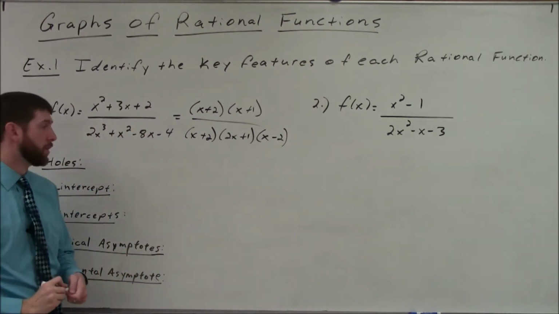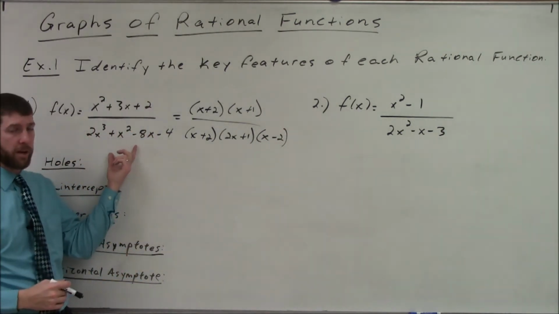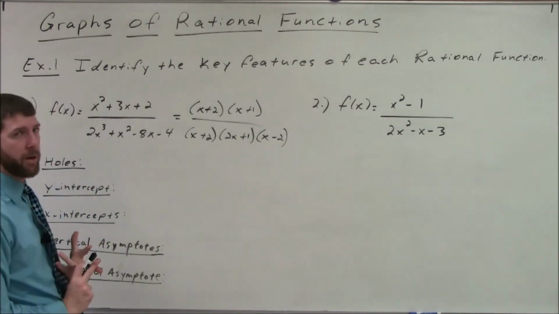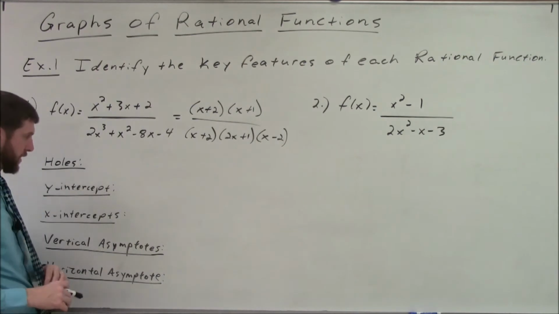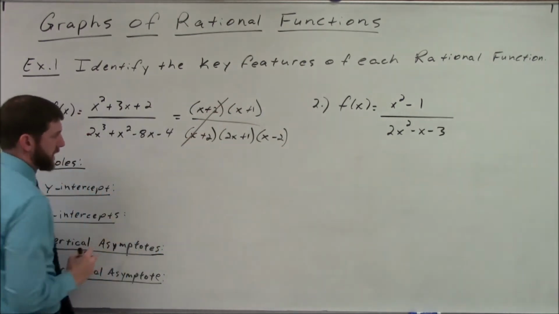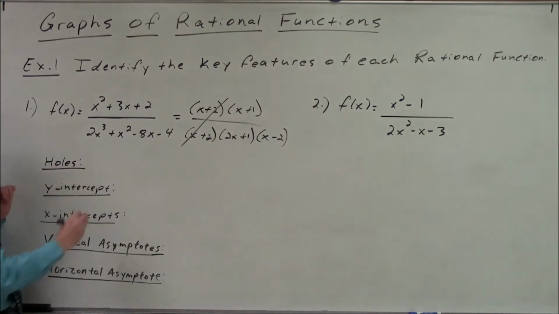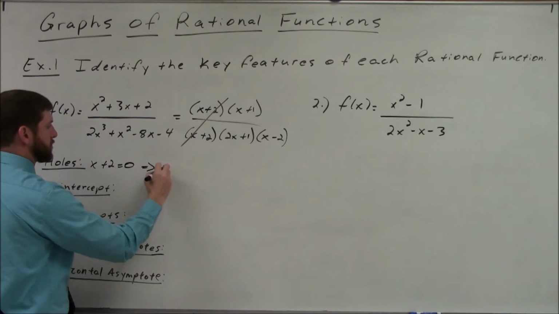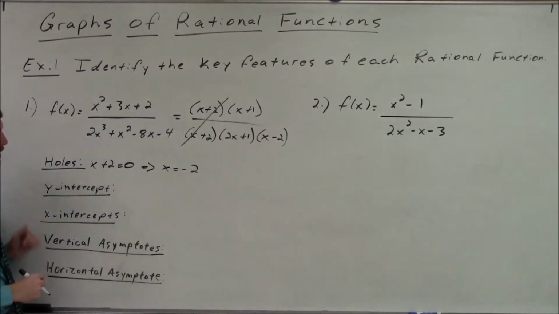If you need to review your factor by grouping stuff, just go back to your factoring higher degree polynomials lecture, and it'll go through all that stuff again. Then we cancel what can cancel, so the x plus 2's, and we know those are where our holes occur. So x plus 2 equals 0, subtract the 2, so x equals negative 2.